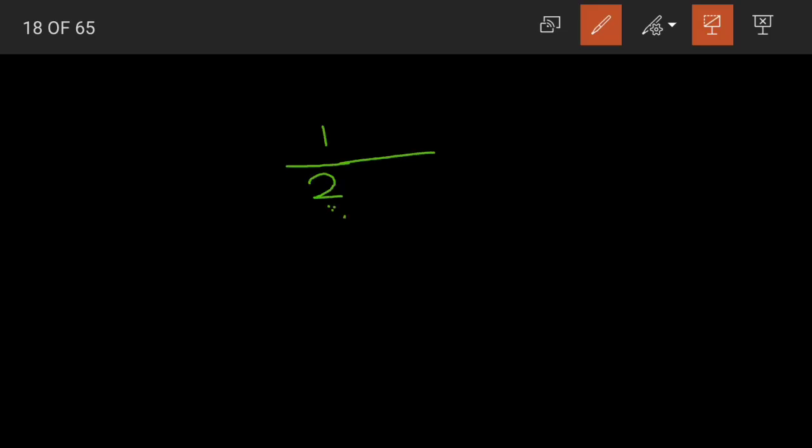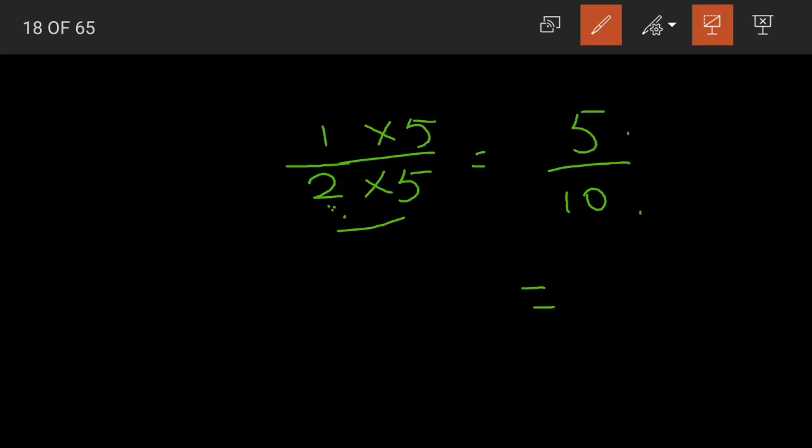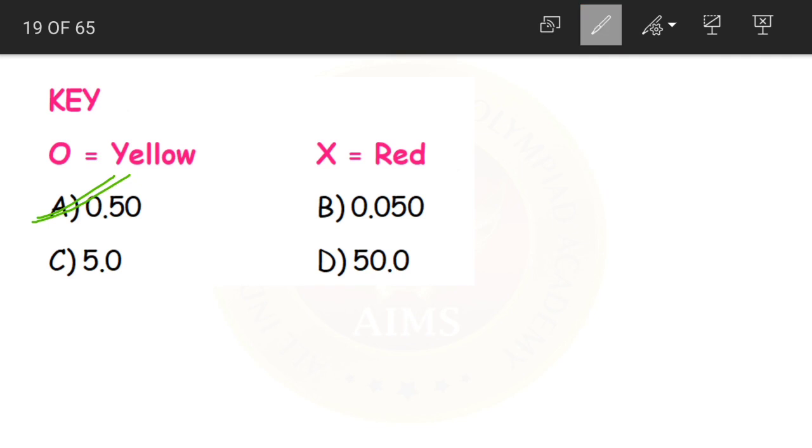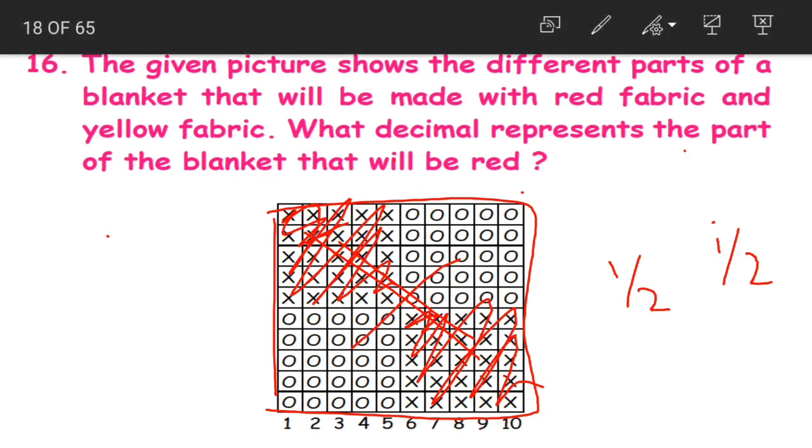The denominator here is not 10, but when we multiply it with 5 we'll get 10. Yes, 1 5s are 5 divided by 2 5s are 10. Now 5/10 is our fraction. How to represent it as a decimal number? 0.5. 10 is having 1 zero, so after one digit from the right we'll place our decimal point. 0.5 is the answer. Yes. Do we have it in the options? Yes, option A 0.50 is our answer.